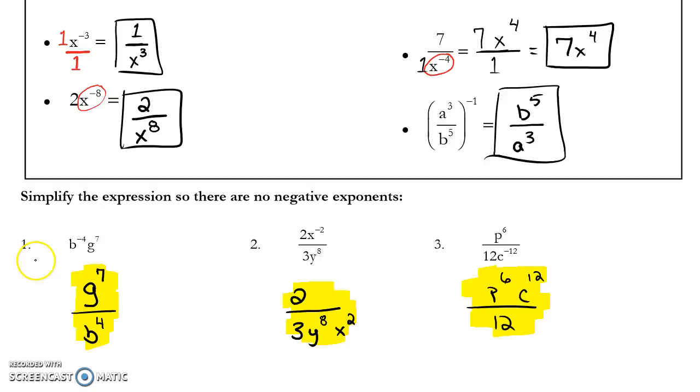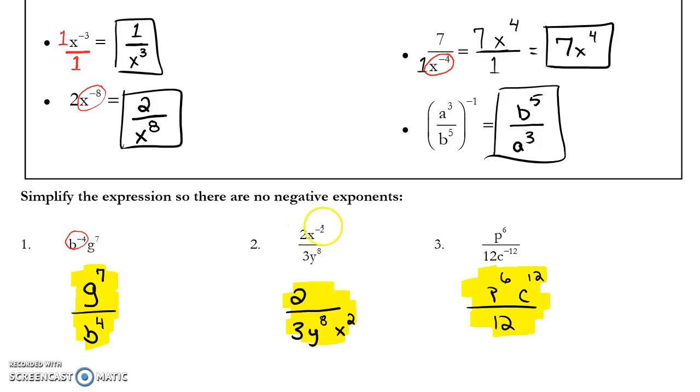And let's check our answers. In number 1, the negative exponent is really only applying to the b. That means the b has to move to the denominator, and I make the exponent of 4 positive. The g was already positive. It does not move. It stays in my numerator.